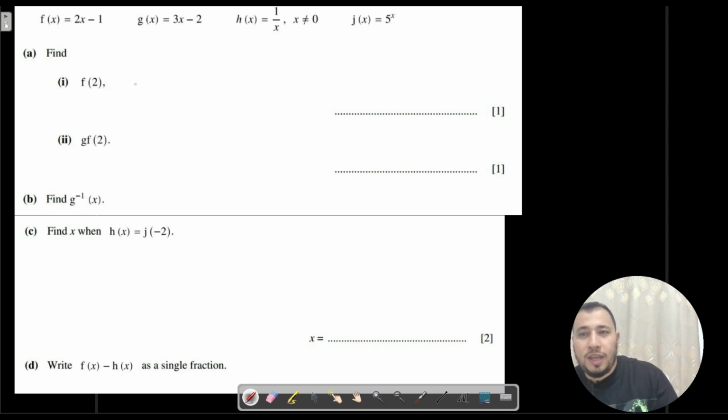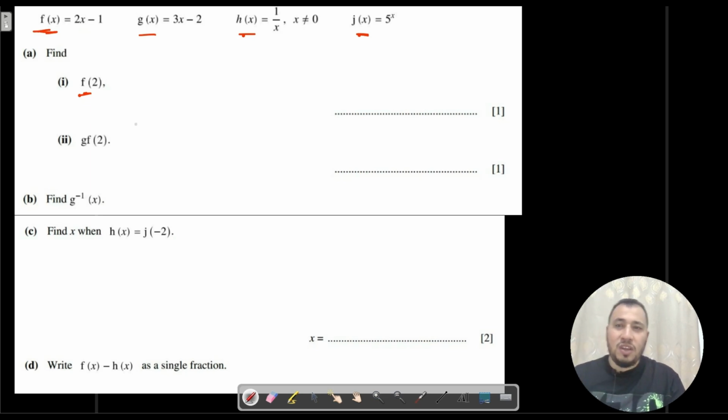Now, let's take a look at the first question. I have here f of x, g of x, h of x, and also j of x. First of all, find f of 2. So simply, we go to function f and substitute x with 2. In this case, this is going to be 2 multiplied by 2 minus 1. So the answer is going to be 3.